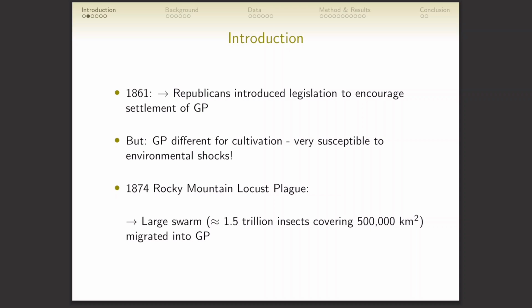People have tried to do estimates even back then of what it might have been, and they think it was roughly about 1.5 trillion insects covering about 500 square kilometers, and that's roughly the size of California. So you can think it was a really, really large shock in this regard, and they migrated into this area.